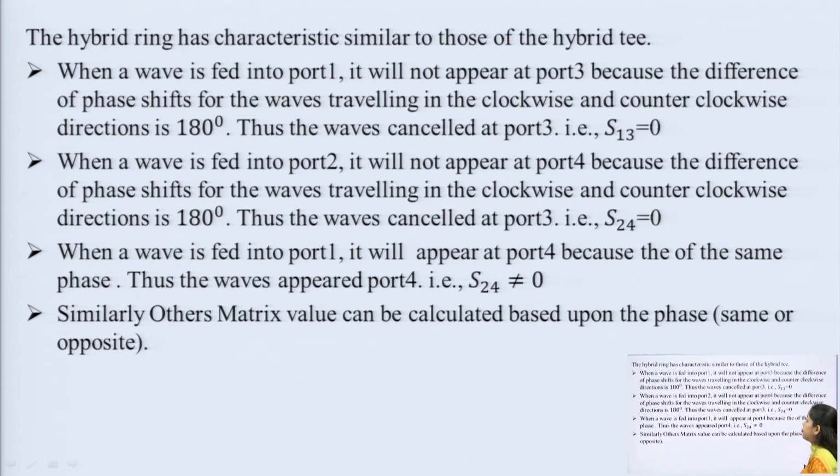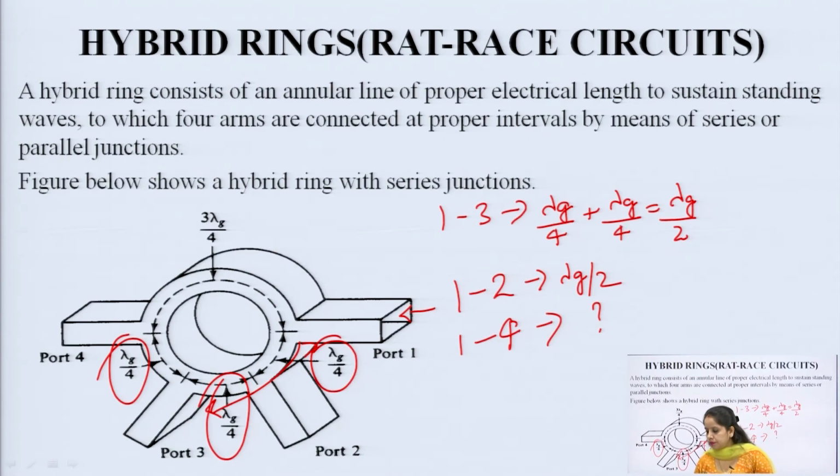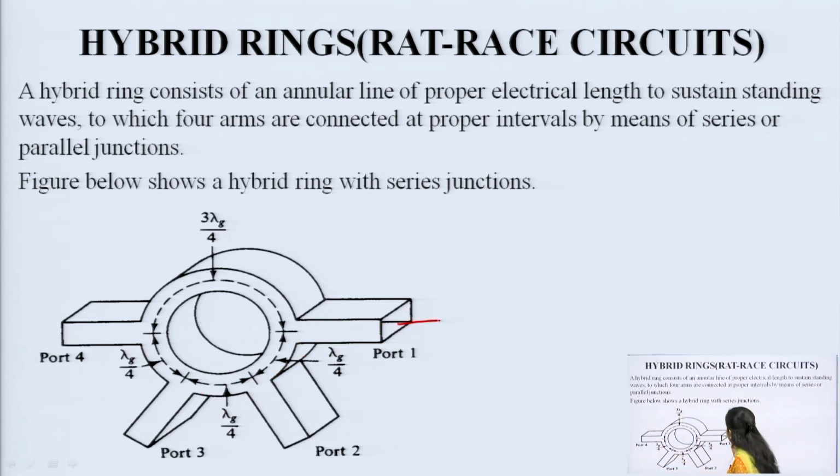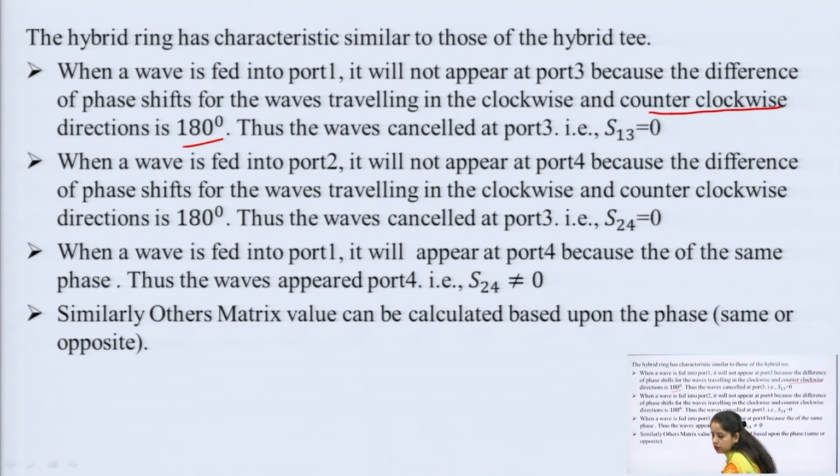because the difference of phase shift of the wave travelling in the clockwise direction and the counterclockwise direction is 180 degrees. So, what we have here is that when we give the power to port 1, one part of the power will go this way and the other will go this way. So, when we look, they are talking about port 3.